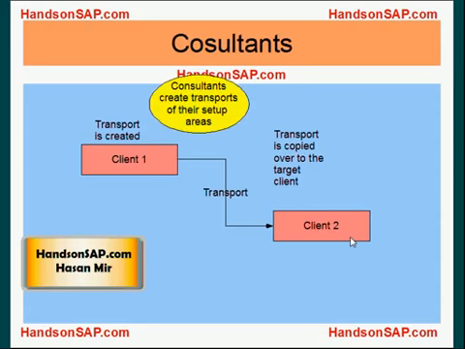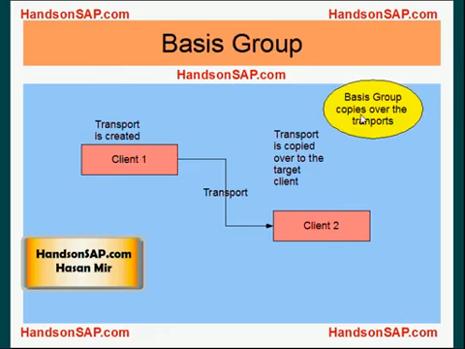2 as well. Now, consultants create transports of their setup area at client 1, and the basis group is responsible for copying over the transport. So each group should understand their responsibility, otherwise major integration issues could come up. Okay, so the basis group is mainly responsible for moving the transport over to the target client. Sometimes exceptions are made where consultants transport their own setup areas over to the development test environment, but usually the basis group is responsible for carrying out this task.